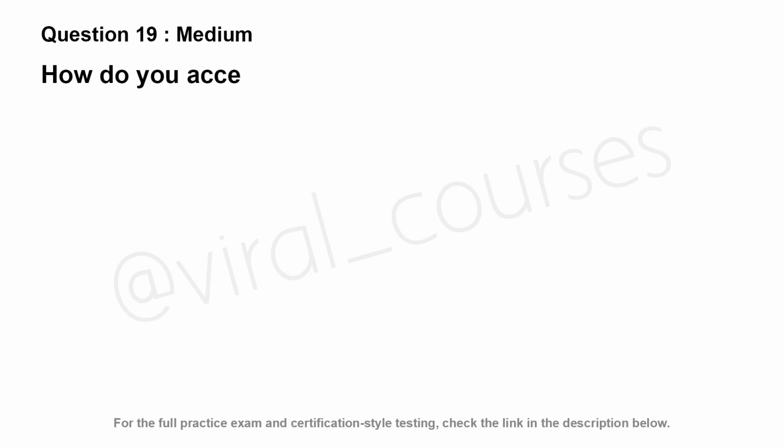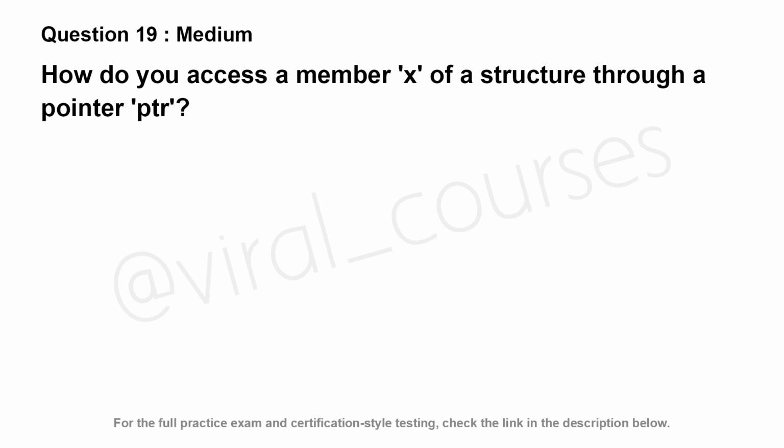How do you access a member X of a structure through a pointer PTR? Option A, PTR.X. Option B, PTR->X. Option C, PTR*X. Option D, PTR&X.